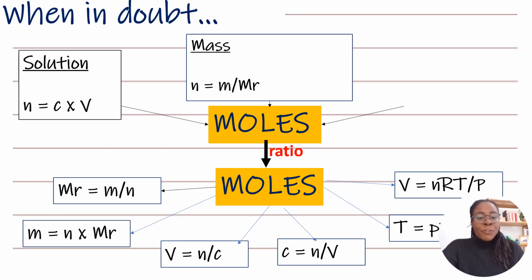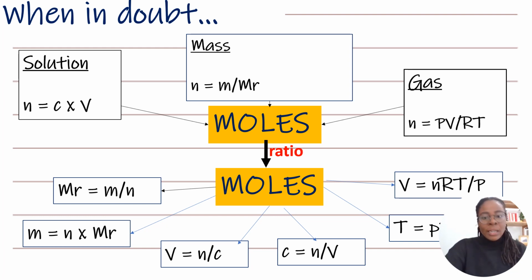So in our last few videos, we've been calculating the moles if we're given the mass, if we're dealing with solutions, and most recently, when we are dealing with gases. So if we can calculate the moles, then we can use the balanced symbol equation to find the ratio and therefore the moles of the other species that we care about, and then whatever quantity it is that we need to calculate from there. So when in doubt, find the moles.